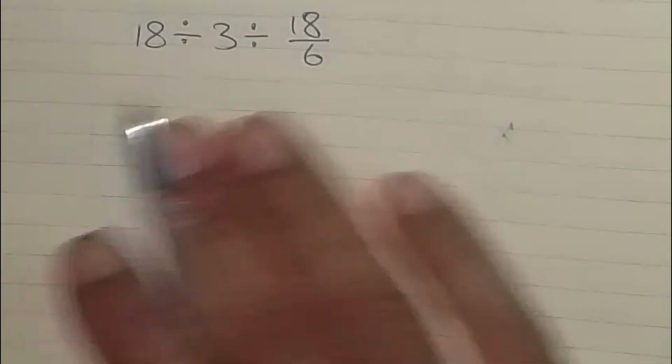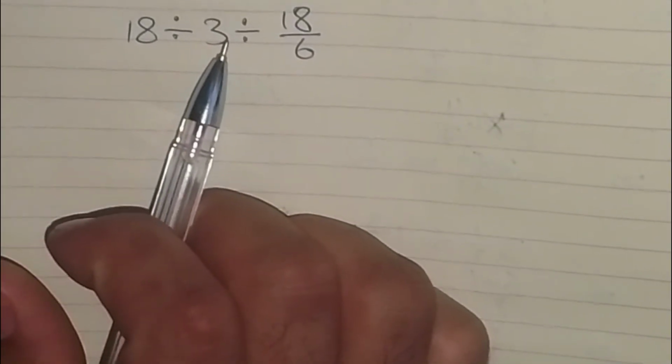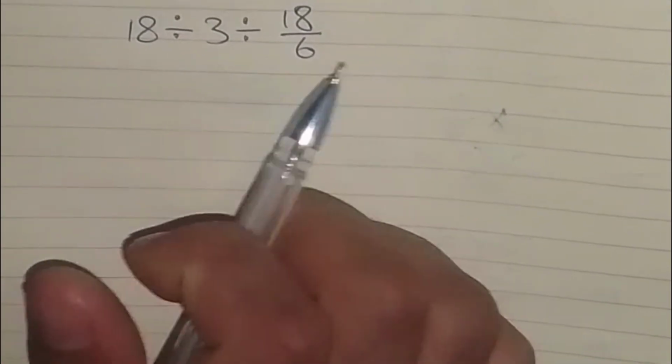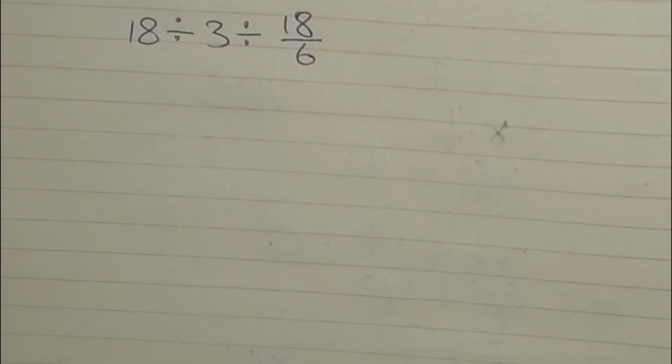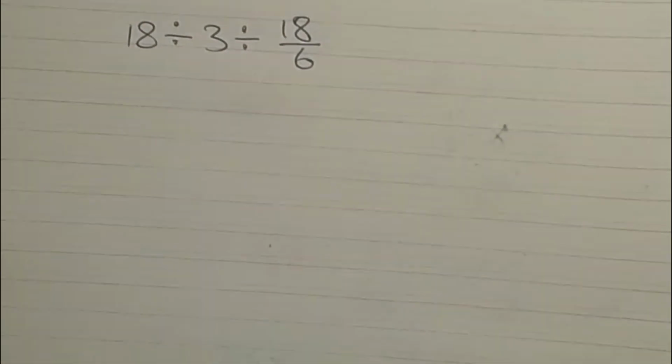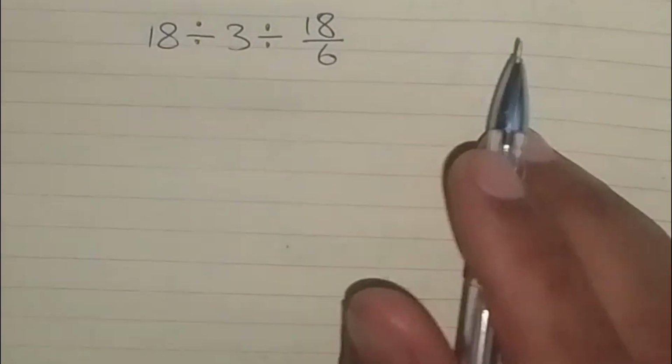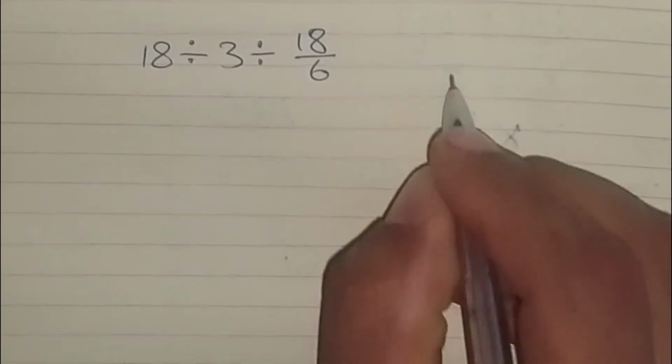Today we find the value of this fraction, 18 divided by 3 divided by 18 over 6. Now we find the value of this fraction. So we solve it by the rules of mathematics, PEMDAS.